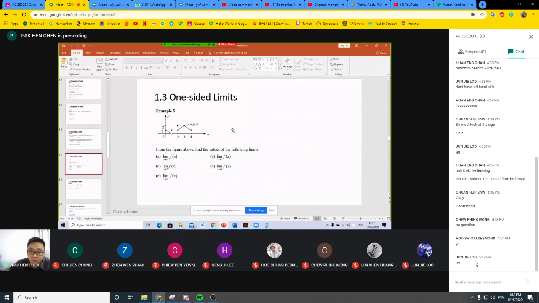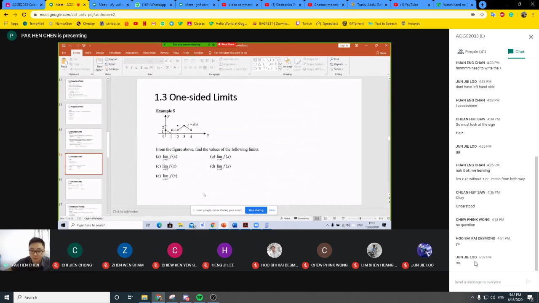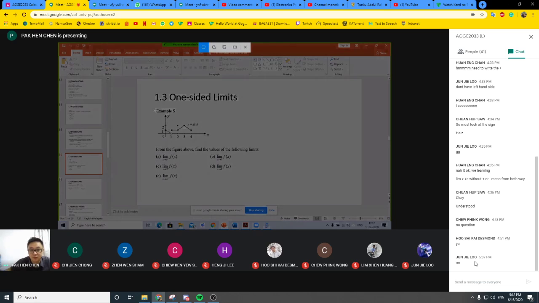For example, this question, I'm going to record this question again. We can study this graph function. So now we're going to start with this one, this example.